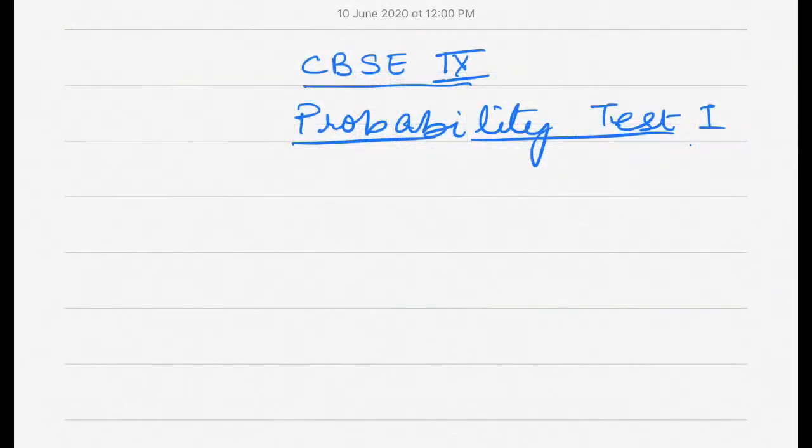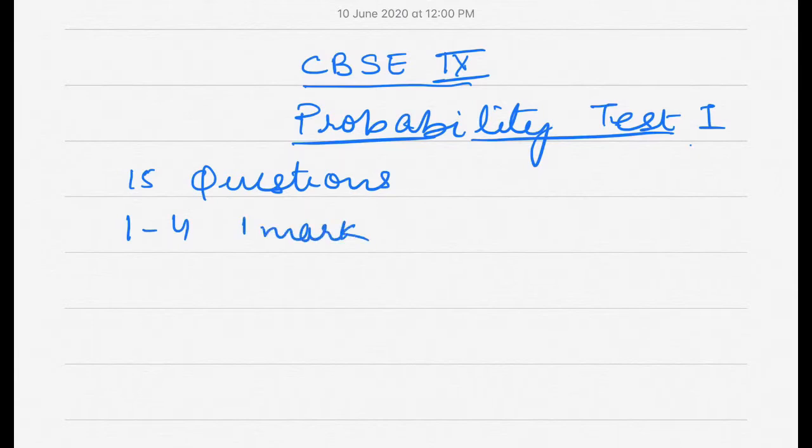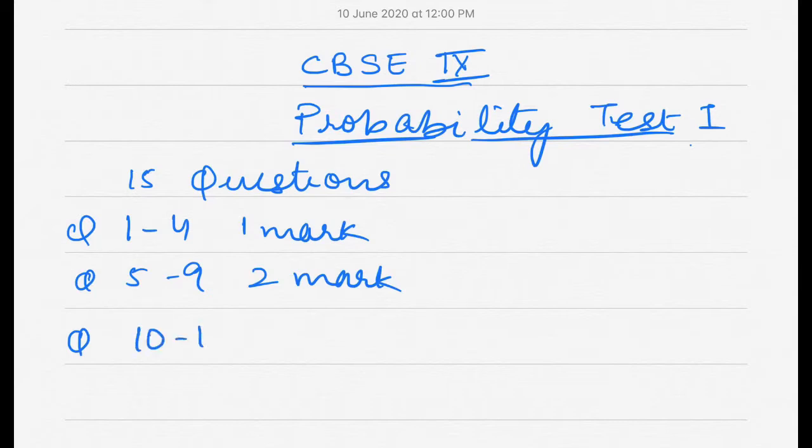A total of 15 questions. Questions 1 to 4 will be 1 mark questions. Then question number 5 to 9 we will have 2 mark questions. Then question number 10 to 14 we will have 3 mark questions. And then question number 15 is 4 marks.